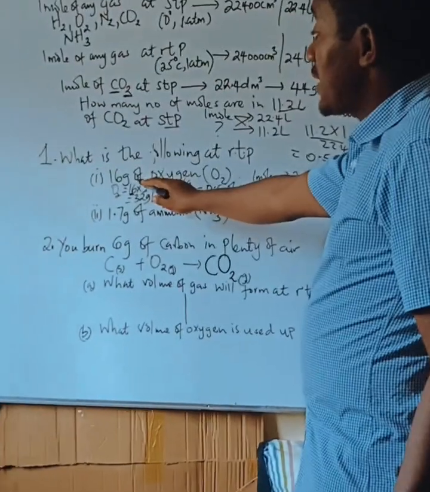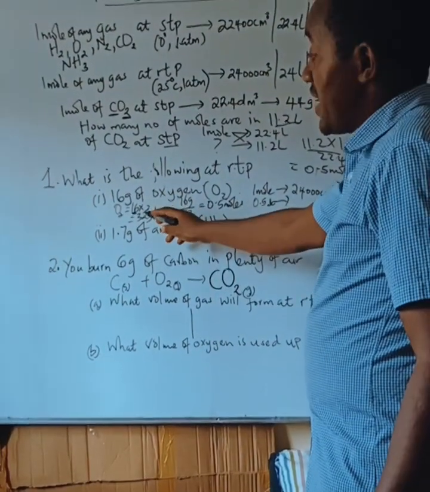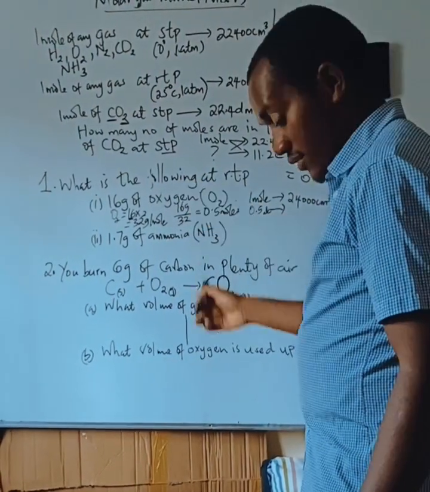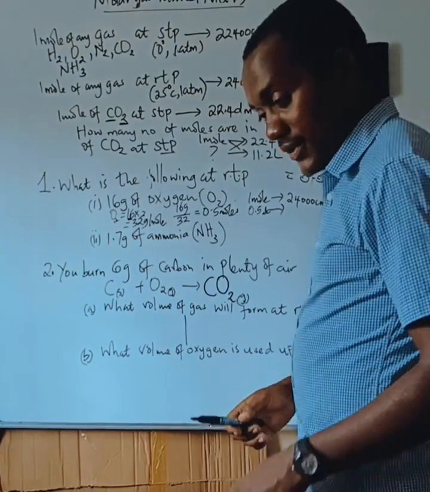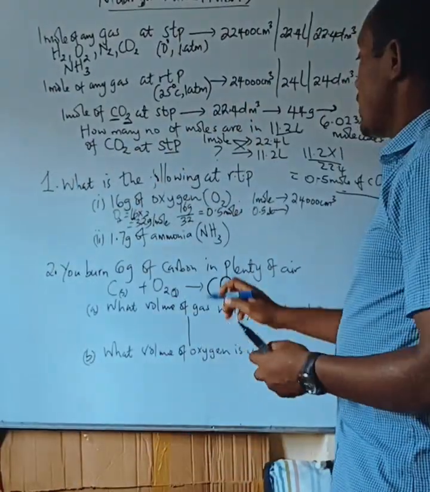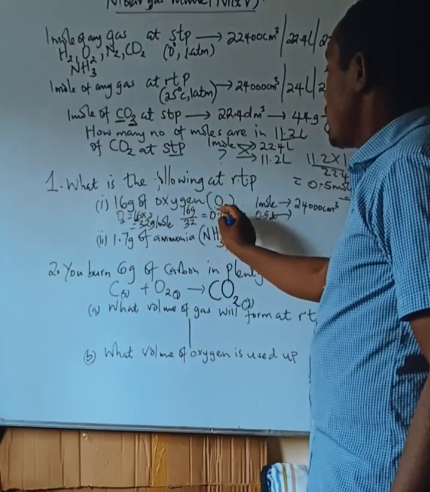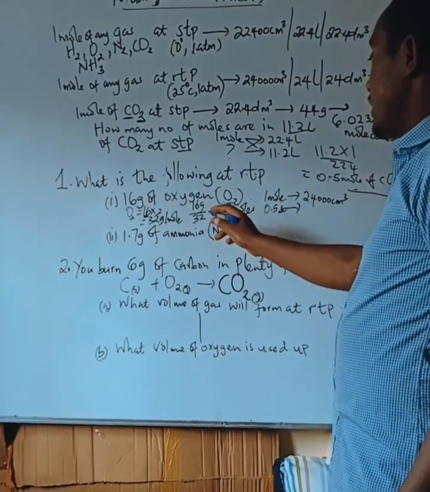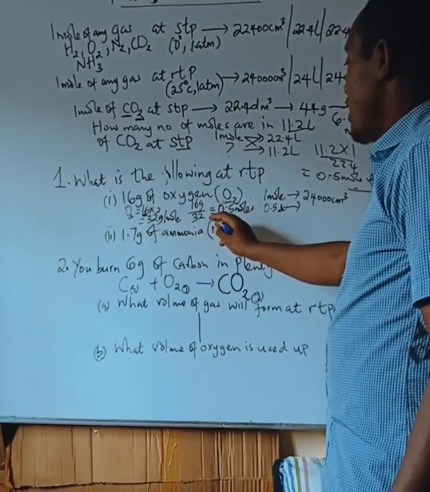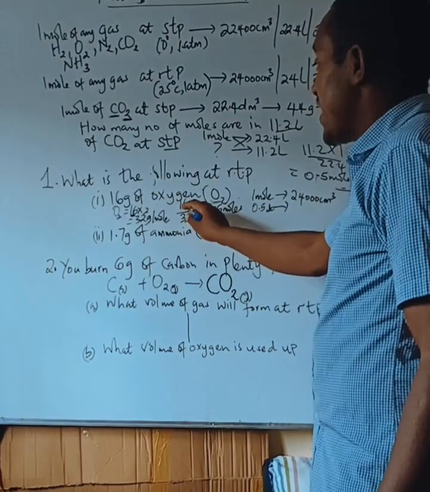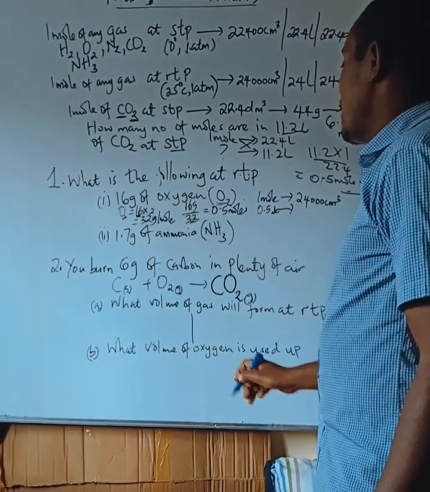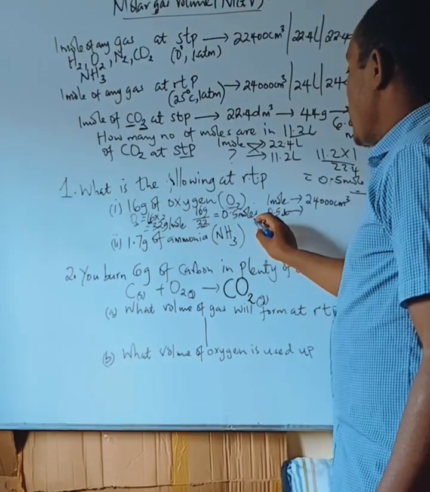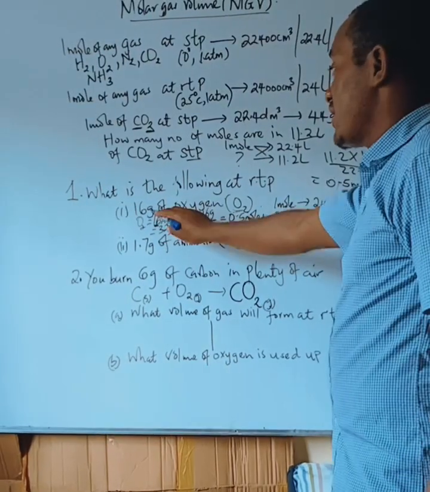So 16 grams of oxygen, you find the molar mass. O is equal to 16. So 16 times 2, we have 2, you get 32 grams per mole. And so finding moles is 16 divided by 32, which is the molar mass. The mass that we had was 16. Molar mass is 32. Finding 0.5 moles. And 0.5 moles of oxygen are present in 16 grams of oxygen.